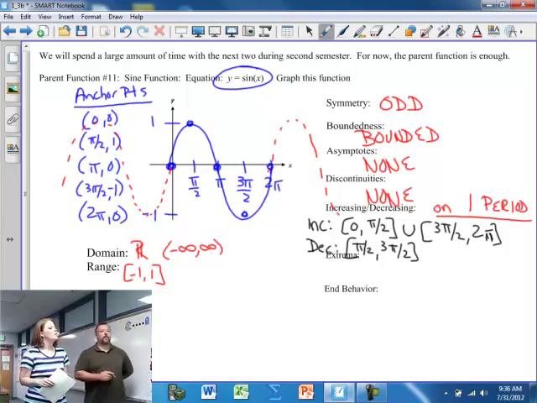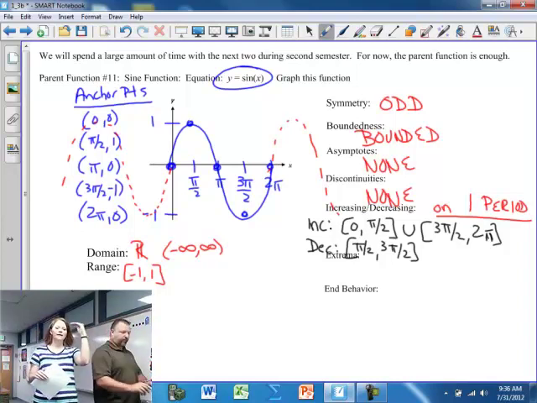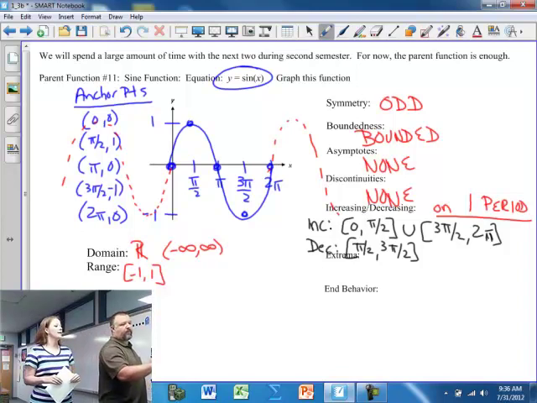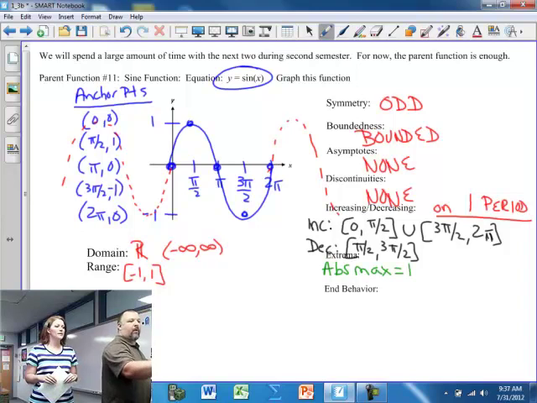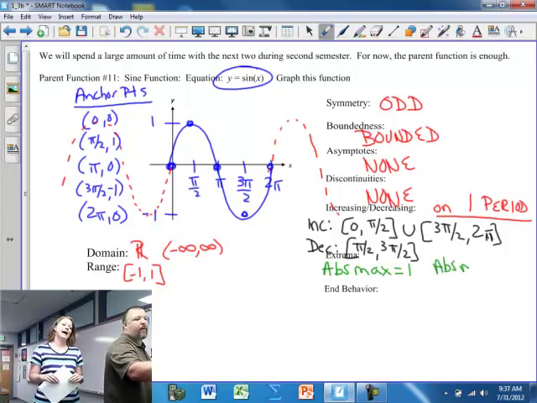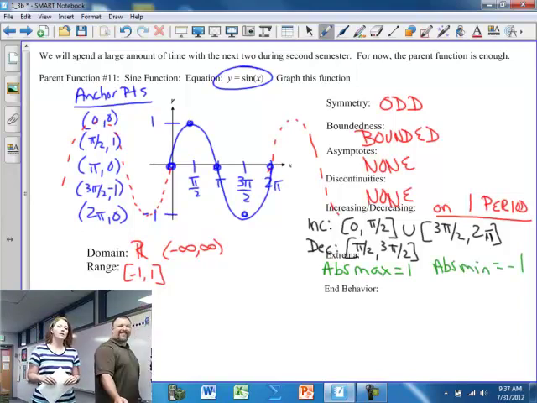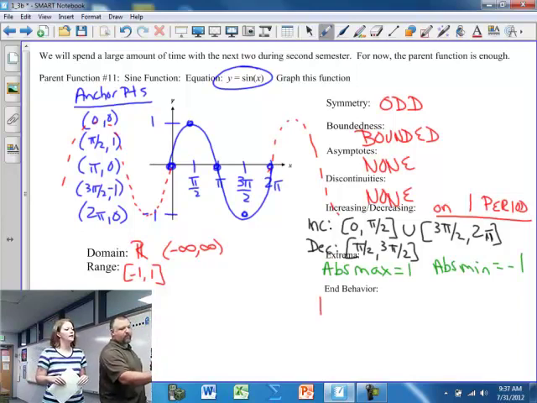Okay, extrema. Well, we have an absolute max. We have the highest of the high points, and that's at 1. We also have an absolute minimum, and that's going to be at -1. Remember that we are only looking at y-coordinates, so it doesn't matter what the x-coordinate is associated with that.